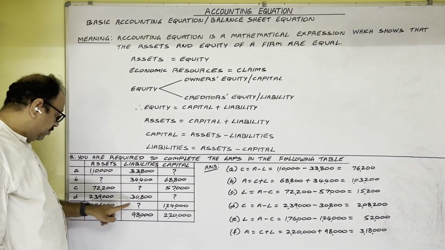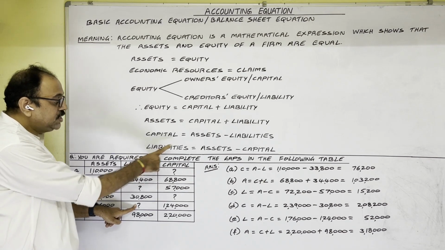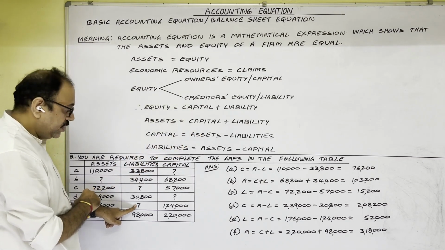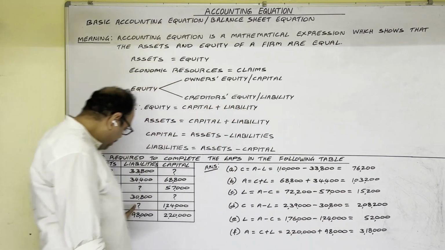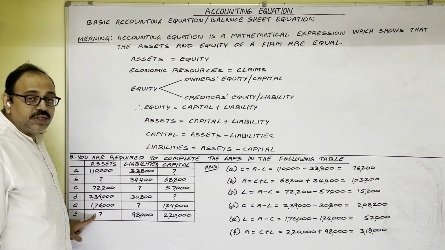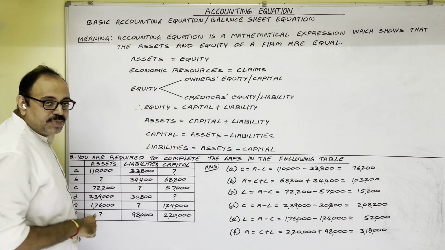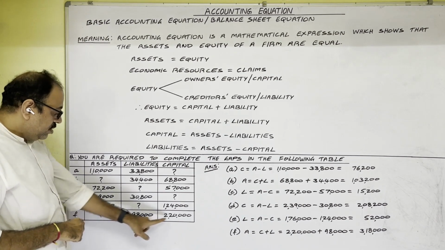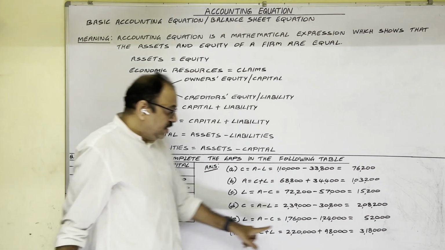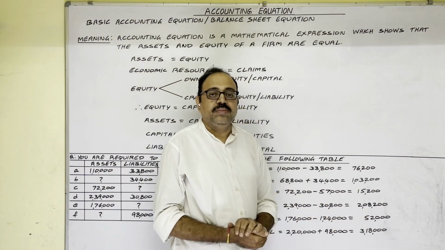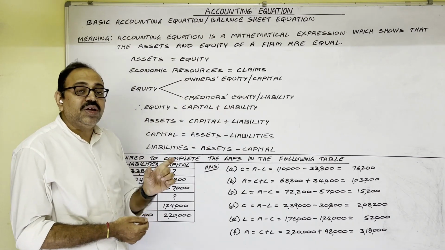E bit, liability is missing. This equation: liability is equal to asset minus capital. Asset minus capital is equal to 52,000. Last one, asset is missing. So this equation: asset is equal to capital plus liability. Capital 2,20,000 plus liability 98,000 is equal to 3,18,000. Thus, by using this accounting equation, the missing figure we can find.